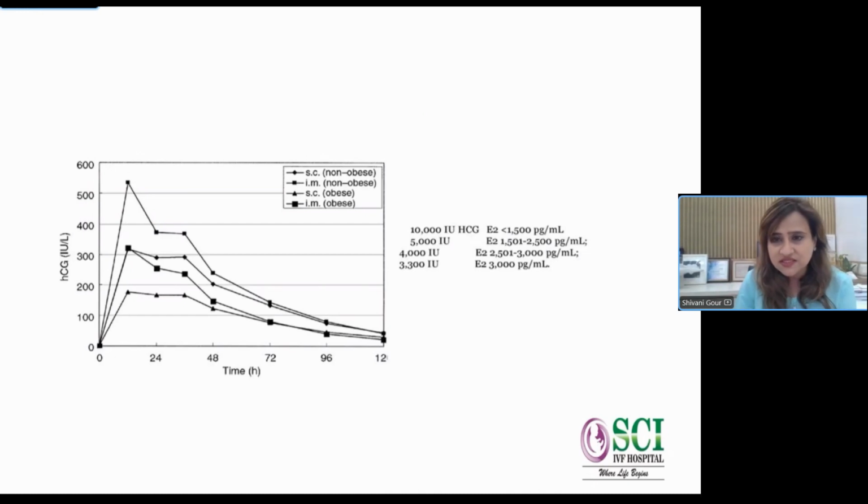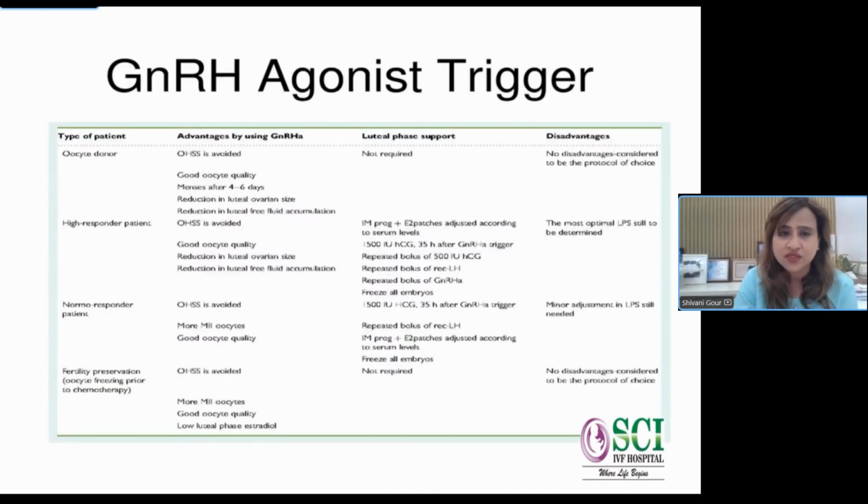So the dose of HCG can also be titrated based on your estradiol levels. If estradiol is less than 1500, the dose can be 10,000 IU, between 1500 to 2500, 5000 IU, 2500 to 3000, 4000 IU, and above 3000, 3,300. It has been shown that even 2,500 units of HCG is sufficient to trigger ovulation. But we always tend to use slightly higher doses. Why? Because complete nuclear and cytoplasmic maturation may not occur, even though ovulation may occur at 2,500 units.